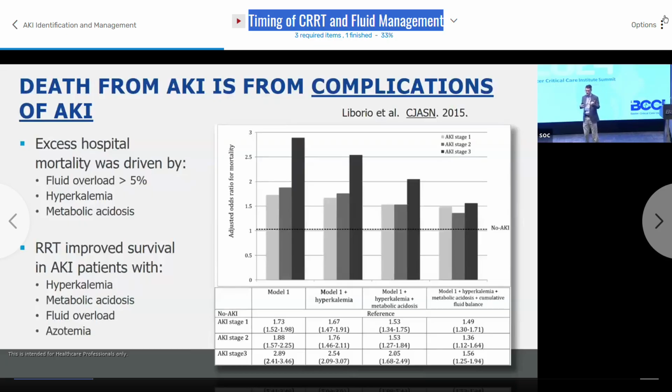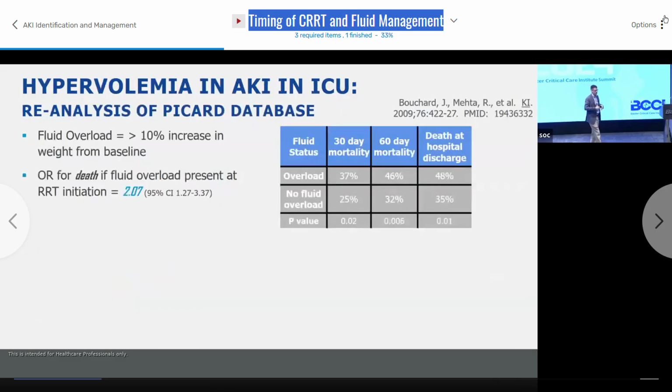If you have AKI, you can't control your acid base well, you can't control your potassium, and you can't control your fluid. And when you control for those problems, if you see in the graph from model one plus hyperkalemia, you go down that list, as you control for those issues, there really isn't a huge increased risk of death from stage 3 AKI compared to no AKI. It's those issues that are driving the deaths, okay? And that dialysis improved survival in patients that had those problems in this cohort, okay?